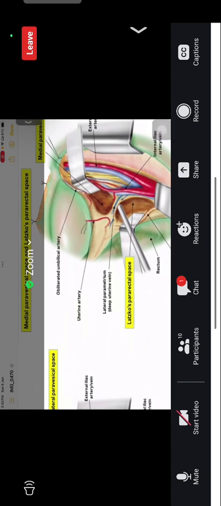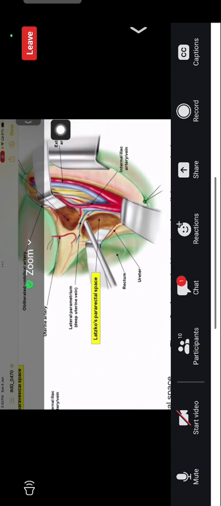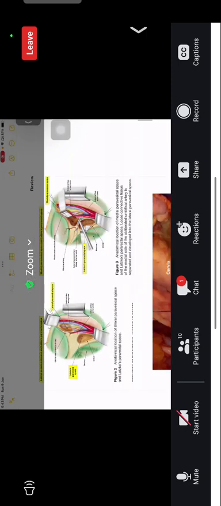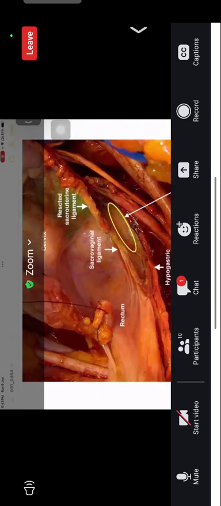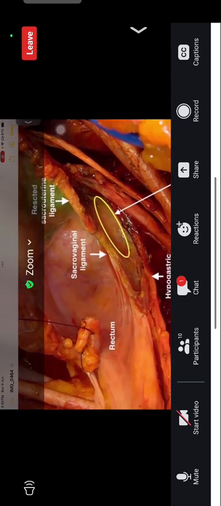Again, this is a description of the same thing I told you. This is the paravesical space. This is the Latzko pararectal space. You can see the ureter, and the lateral space is called the Latzko space. The space medial to the ureter is called Okabayashi space. You can see the ureter is there and the nerves are along with it. Is that clear till now?